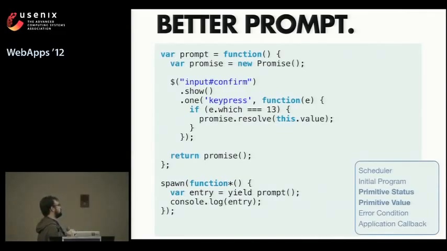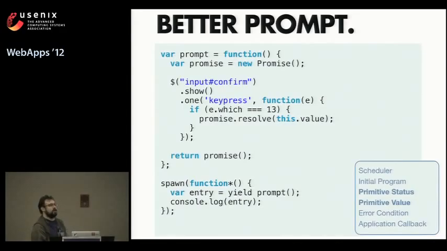So here is an example, which, again, is a stupid example, but you can imagine a better non-blocking prompt, right? So we have a prompt. It makes a new promise. It shows the confirmed dialog. So imagine we want to do a prompt like in one part of the page. It shows the confirmed dialog, and whenever you hit a key press, if it is a 13 key press, then resolve with the current value, right? So basically now we can spawn.